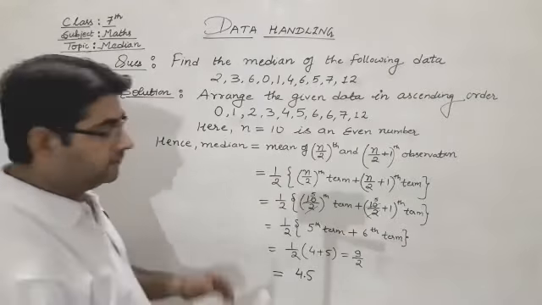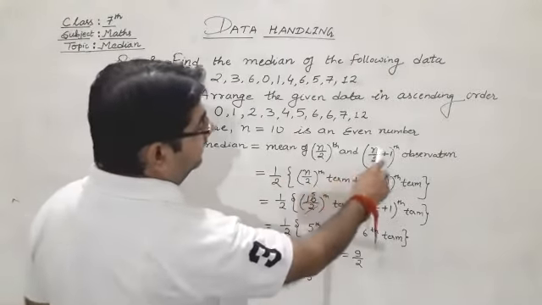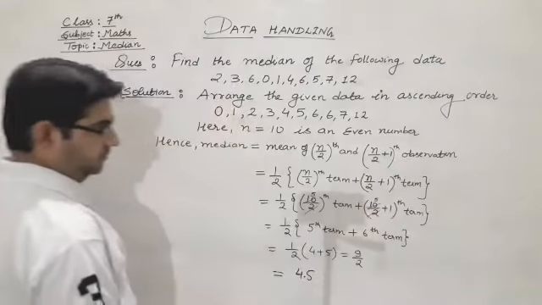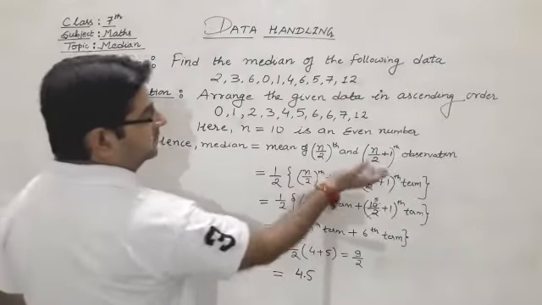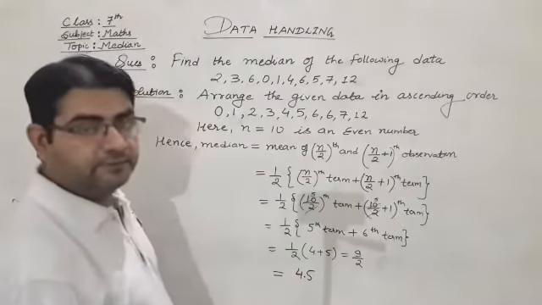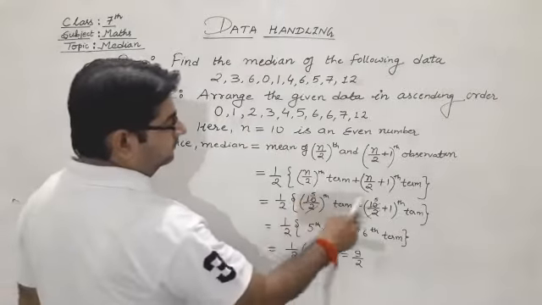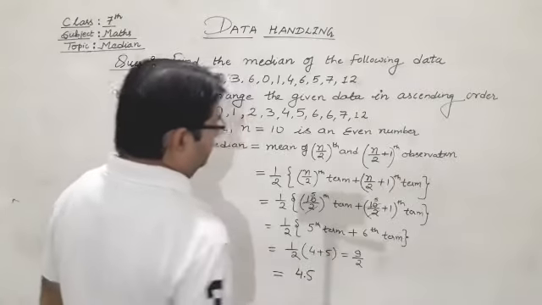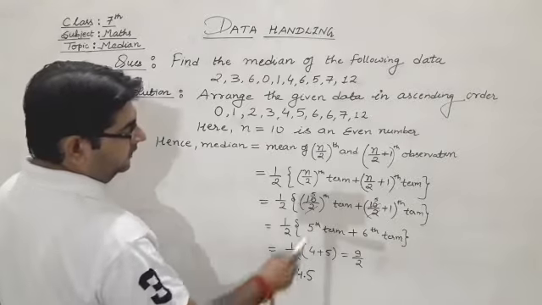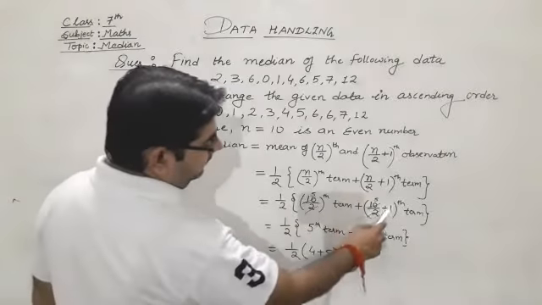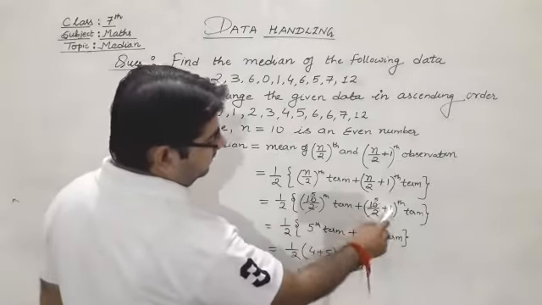So we can find the median by using the formula: median is equal to the mean of the n by 2th term and the n by 2 plus 1th observation. Mean means we add both terms and divide by 2. So here, 1 by 2 times the n by 2th term plus the n by 2 plus 1th term. Now we put the value n equal to 10. So putting n, we get 10 by 2 and 10 by 2 plus 1. Dividing 10 by 2, we get the 5th term, and 5 plus 1 is the 6th term.